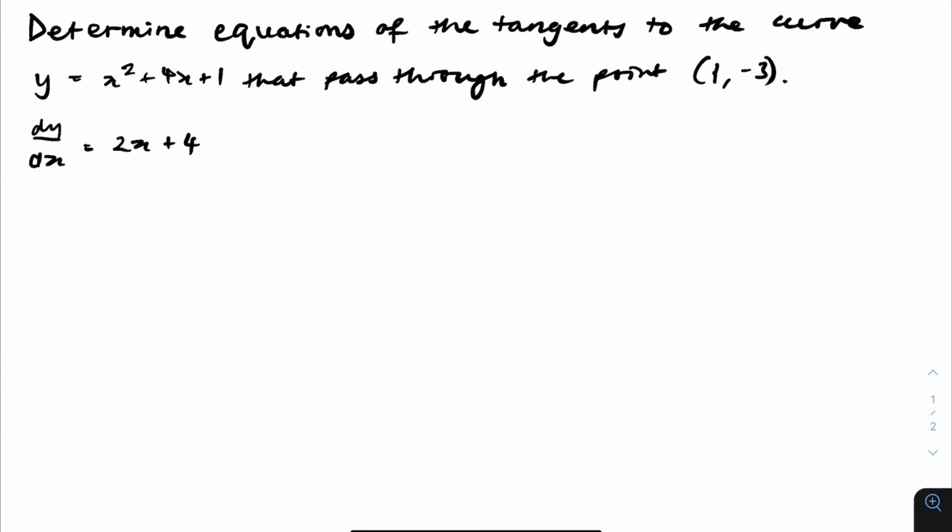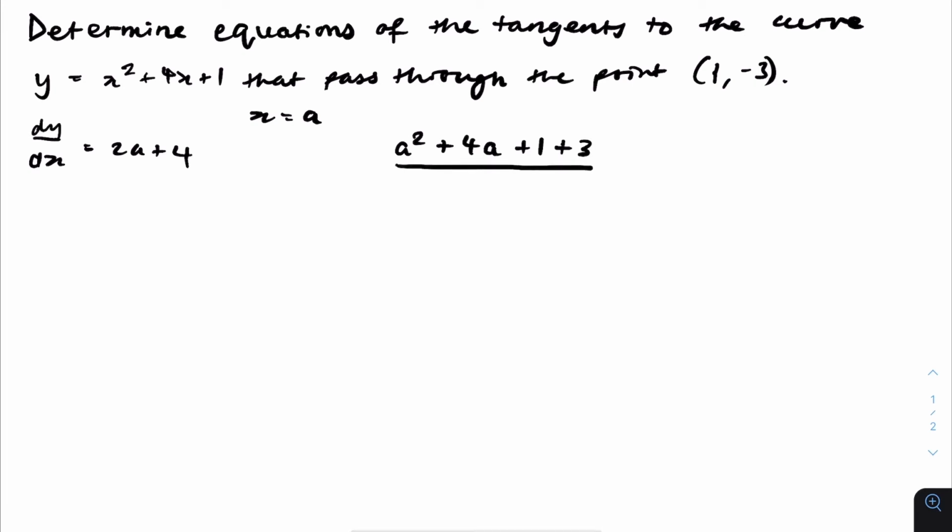And then our other equation establishes like the normal gradient formula because the tangents are straight lines. So we do y1 minus y2 over x1 minus x2, which is, I forgot to just add, we need to say x is equal to a. So really, this would actually be 2a plus 4. Then the other one is a squared plus 4a plus 1 minus negative 3, which is plus 3 essentially, which is divided by a minus 1. So now we've got our two equations and we can just equate them.